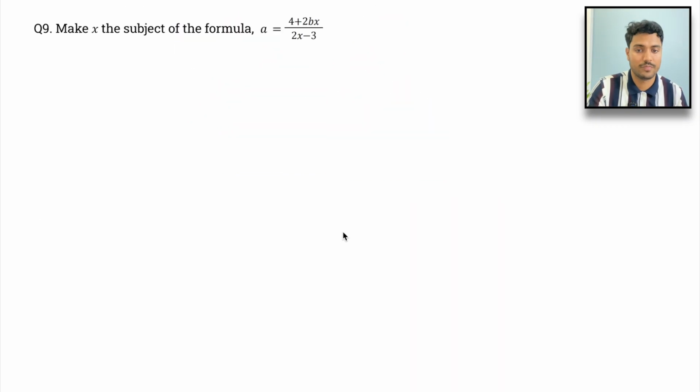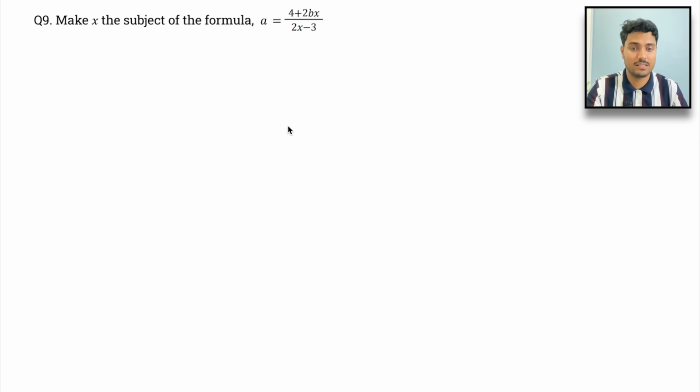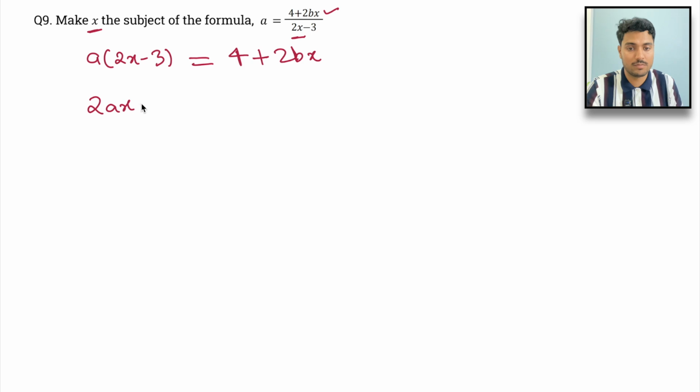Question number 9. It says make x the subject of the formula a is equals to 4 plus 2bx divided by 2x minus 3. So now again we have 2 x present in the given equation here and here. So let's check how we can solve it. First, multiply a with 2x minus 3, which is equals to 4 plus 2bx. Now expand the bracket. So a into 2x is going to be 2ax minus 3a, which is equals to 4 plus 2bx.